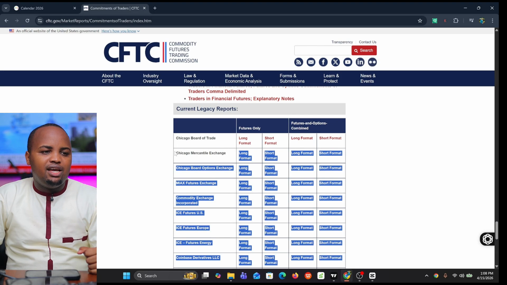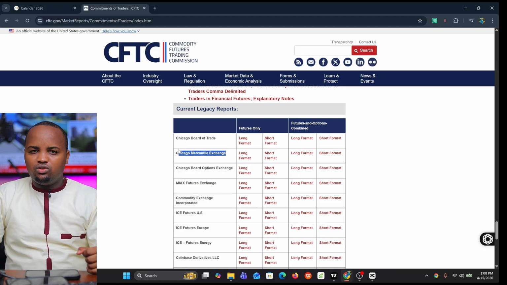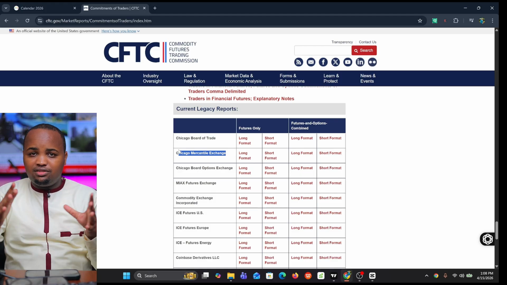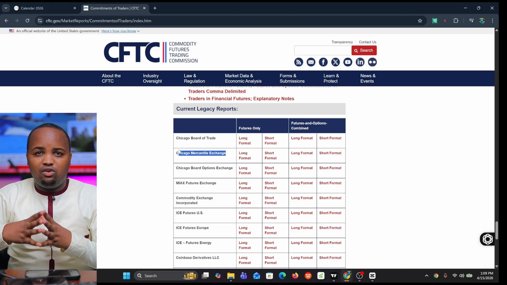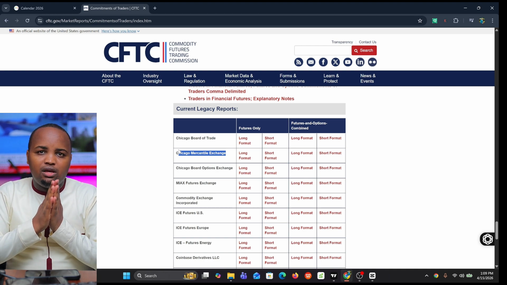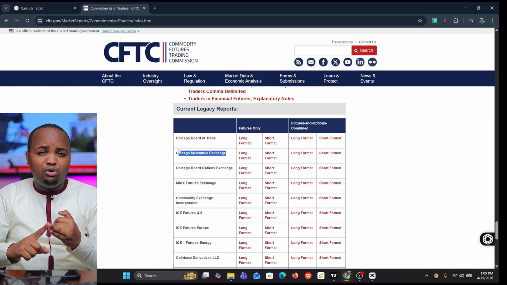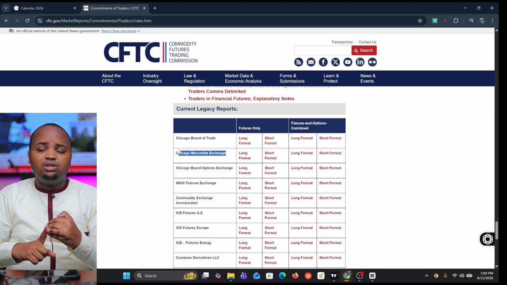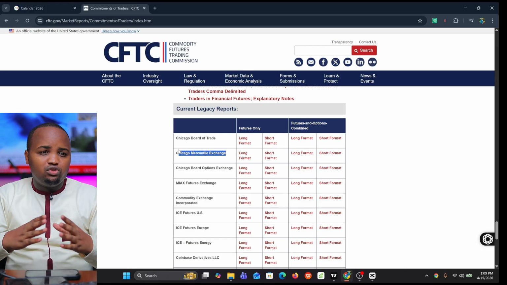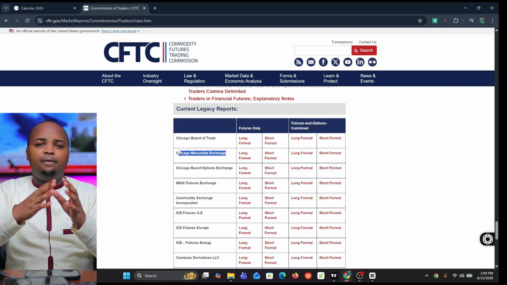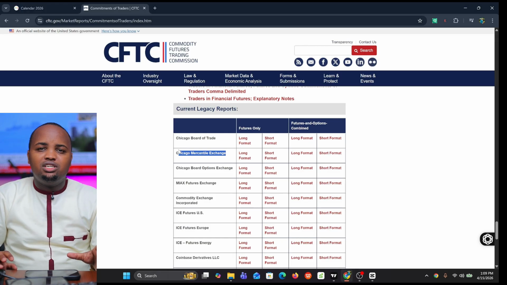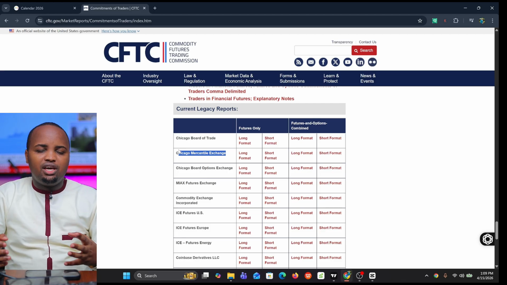So I'm going to move to CME. This is known as the Chicago Mercantile Exchange. In simple terms, CME is the genesis of the market. This is where we have the symbols, we have COMEX where the commodities are traded, and also the forex. All these commodities are traded here, including the currencies.